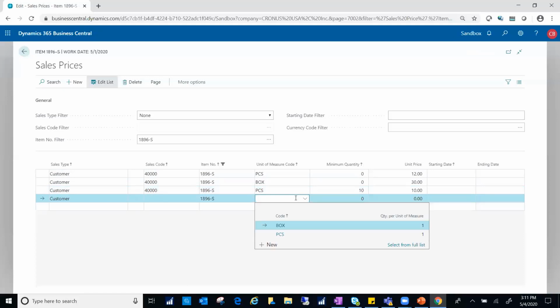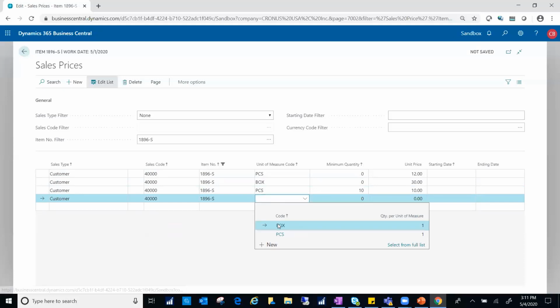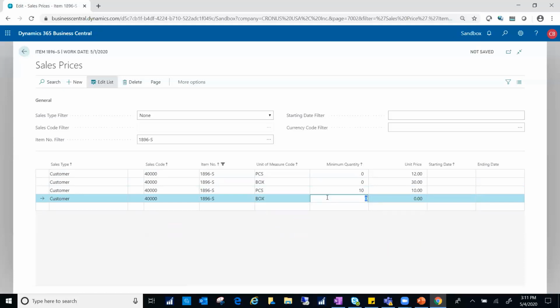And we'll do the same for boxes. So customer 40,000, a box, and if they order 5 boxes, they're going to get it for $27.50. So you see, you get some flexibility there.